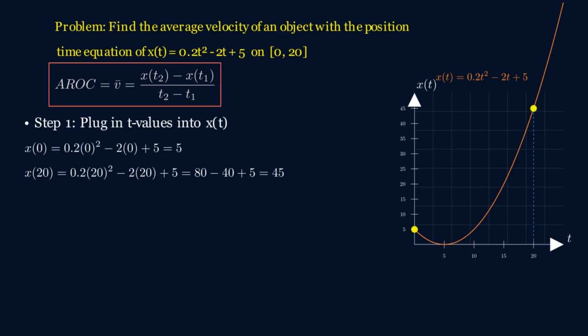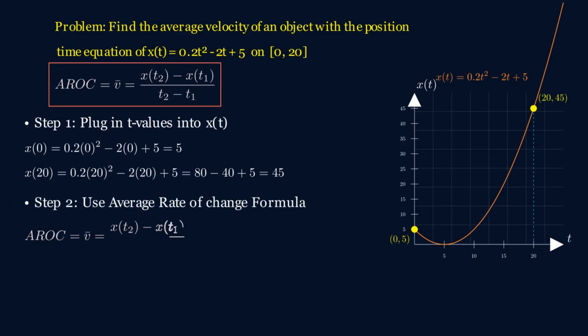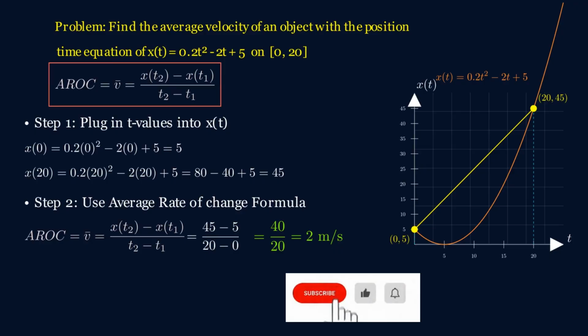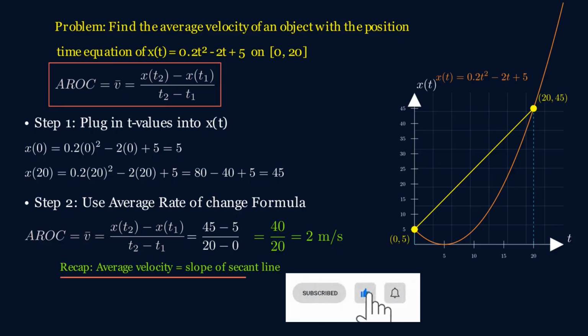Now step 2. We use the formula. That's 45 minus 5 divided by 20 minus 0. 40 divided by 20 gives us 2. So the average velocity over this time interval is 2 meters per second. And if you look at the graph, this is exactly the slope of the secant line connecting those 2 points.